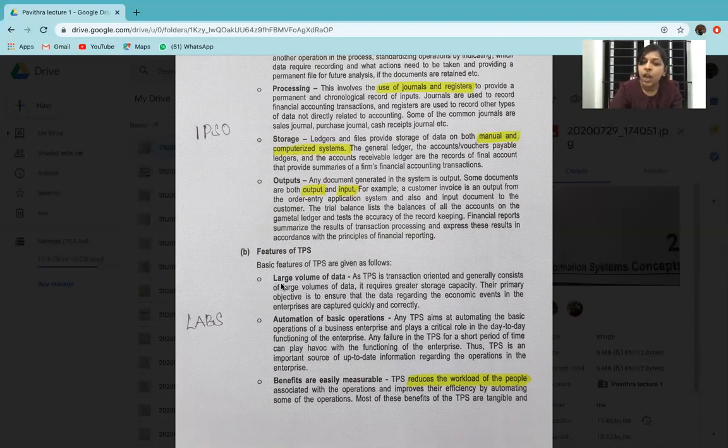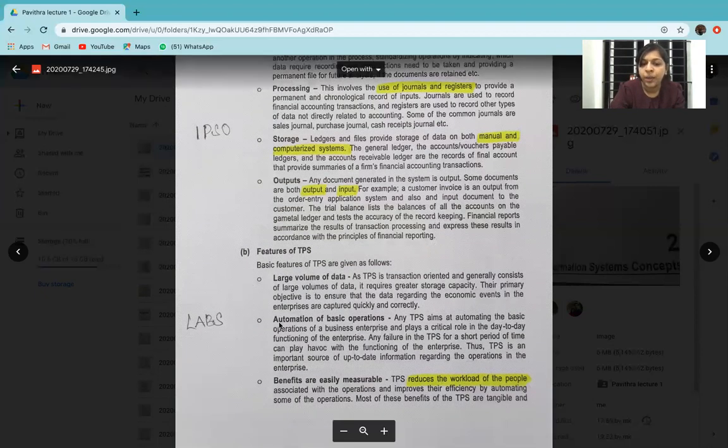L for large volume of data. Generally any organization which is going to use a computer system does so because they want to automate so much of the operation, which is huge. So large volume of data, and it requires greater storage capacity.